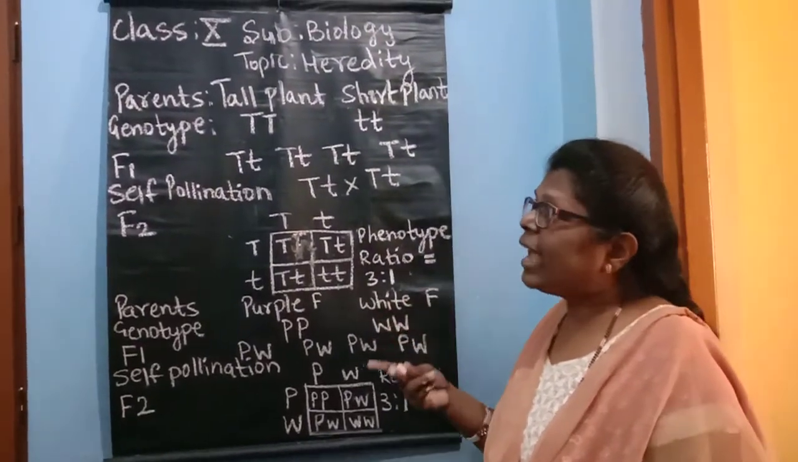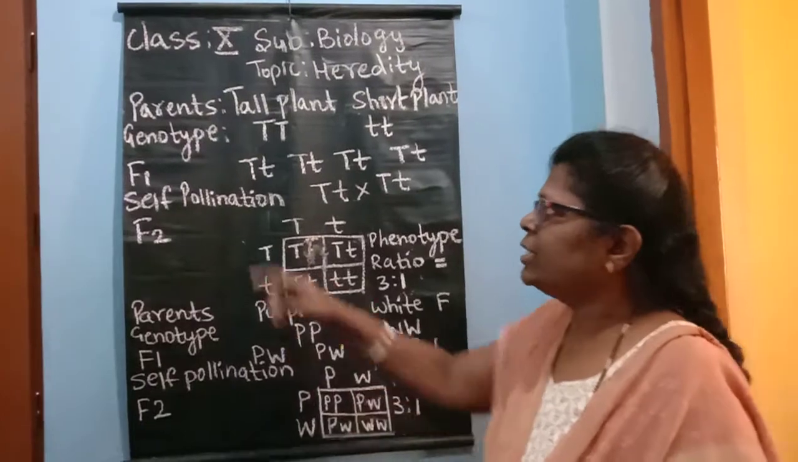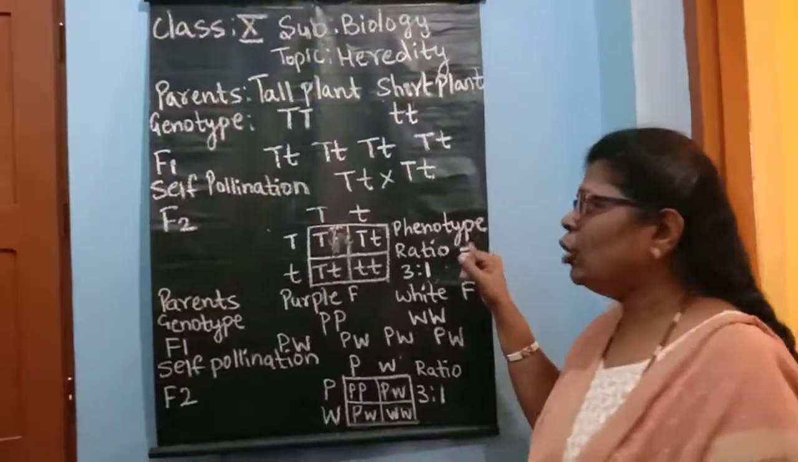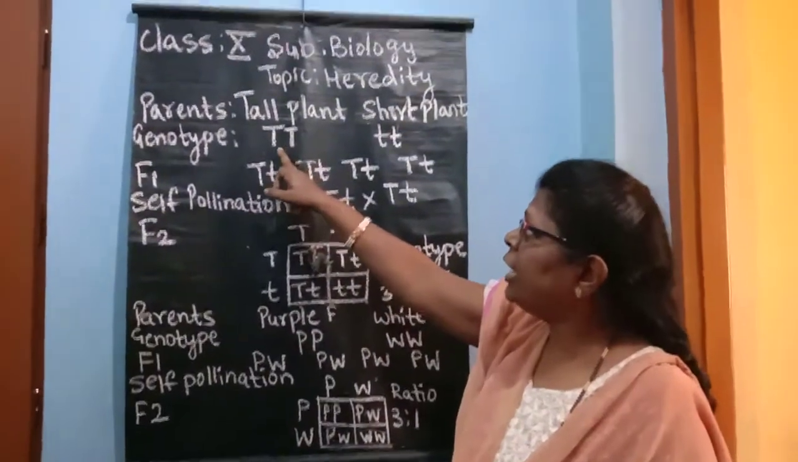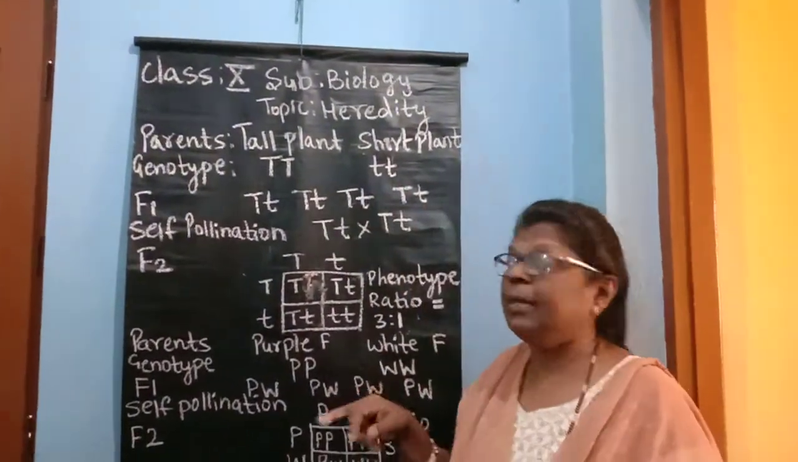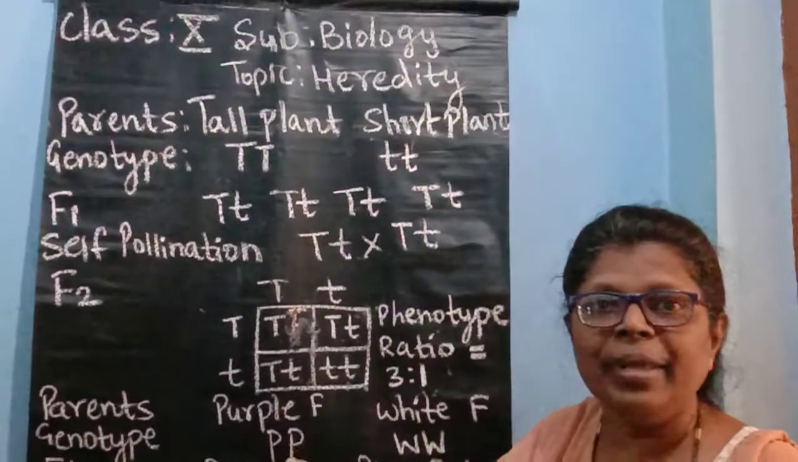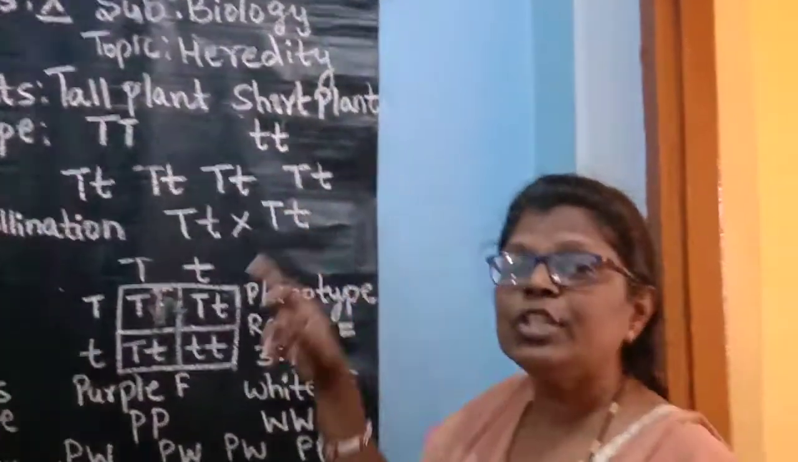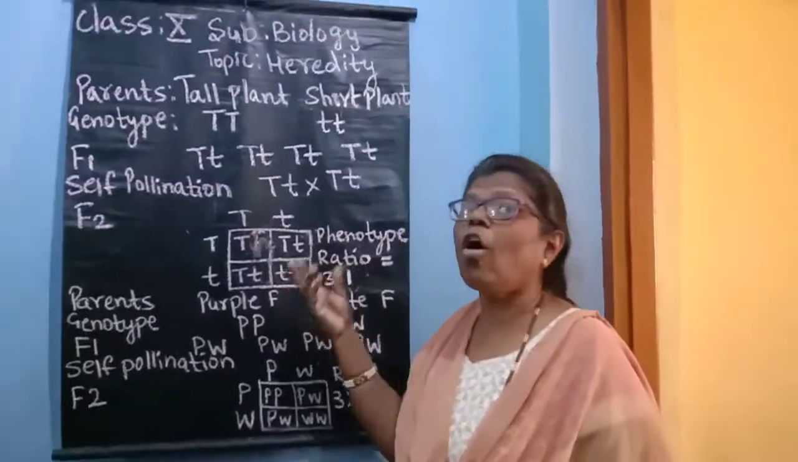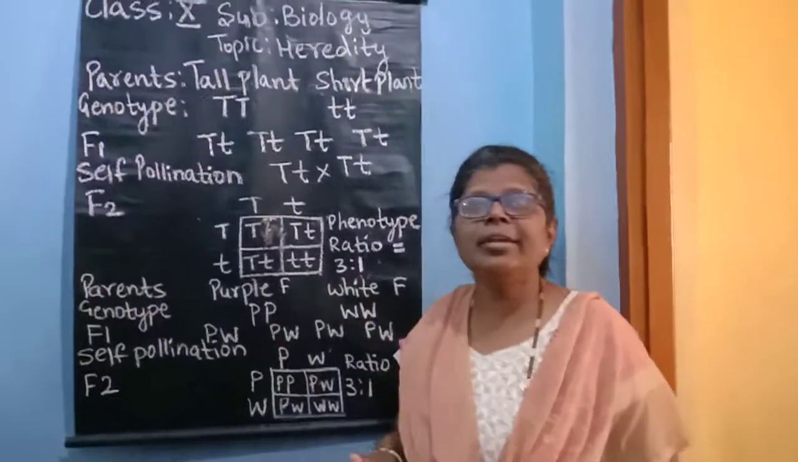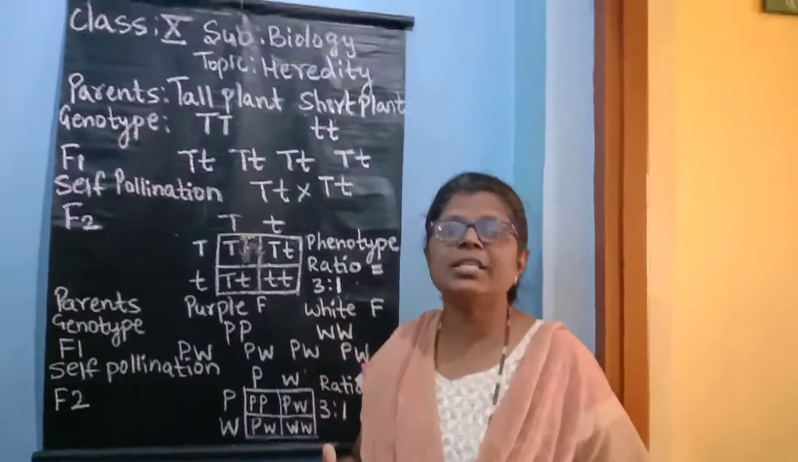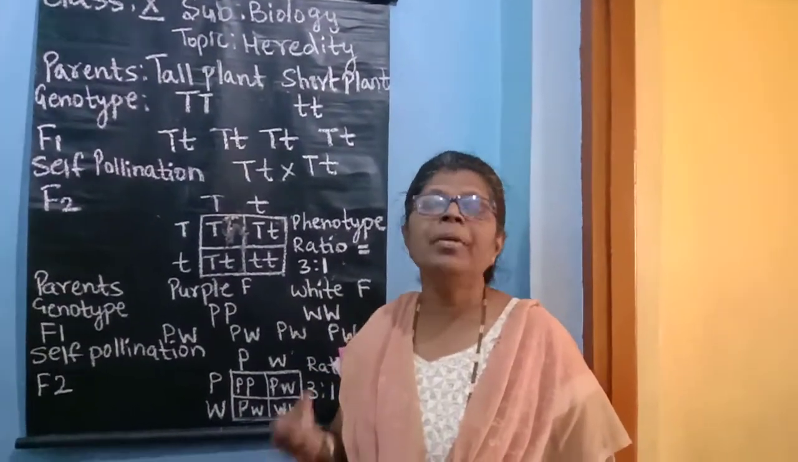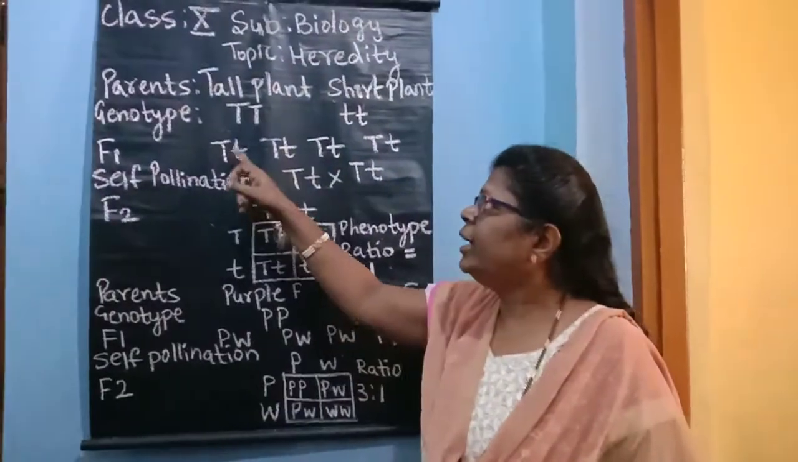Now children, you might have seen new words here, like genotype and phenotype. So what is meant by genotype? Then we have written capital T, small t. Capital T is known as the dominant trait and small t is known as the recessive trait. So let us see the meaning of these terms. Dominant trait means the trait which gets expressed in the presence of the contrasting form is called the dominant trait.